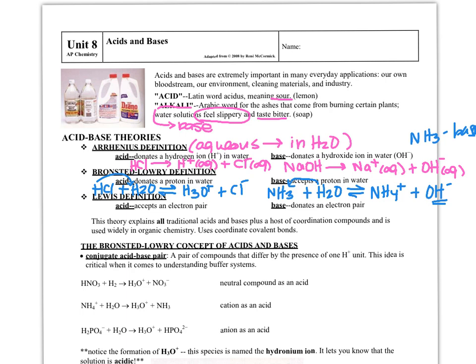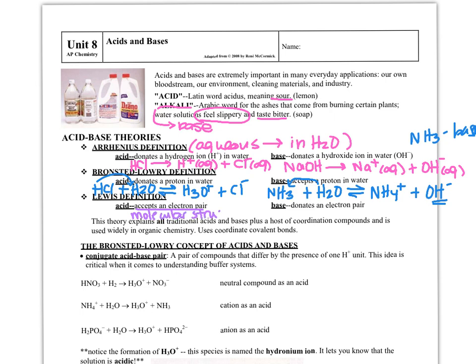There's also the Lewis definition. In the Lewis definition, they're not going to test this on the AP exam. You don't really have to know it, but it is something you might see in college. So I'm going to go over it really quick, but we're not really going to talk about it much. A Lewis acid is something that accepts an electron pair. So it's looking more at the molecular structures.